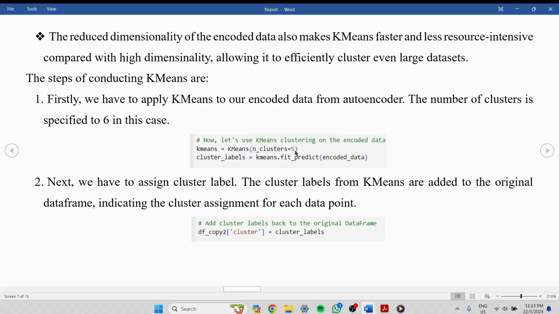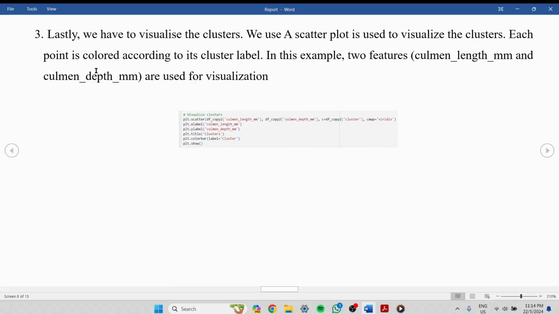I think I forgot, I missed typing this in the code. It's actually 6 clusters. Next, we have to assign cluster labels. The cluster labels from K-means are added to the original data frame, indicating the cluster assignment for each data point. And lastly, we have to visualize the clusters.